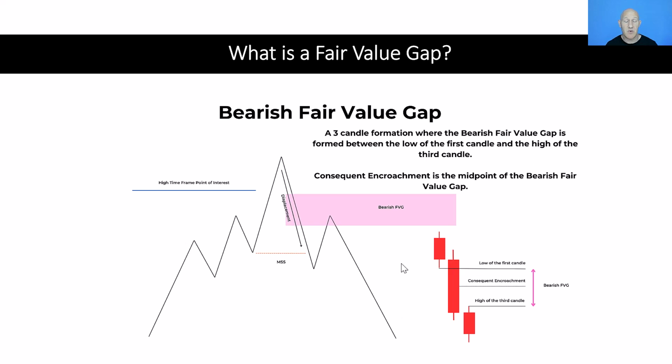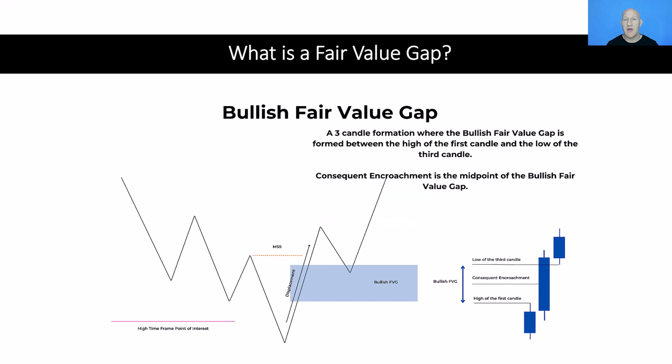Now, the concept we're going to introduce in this video is consequent encroachment, which is the midpoint of the bearish fair value gap. And so you can see in the body of this second candle here, we have our midpoint or our 50% level, which is our consequent encroachment.